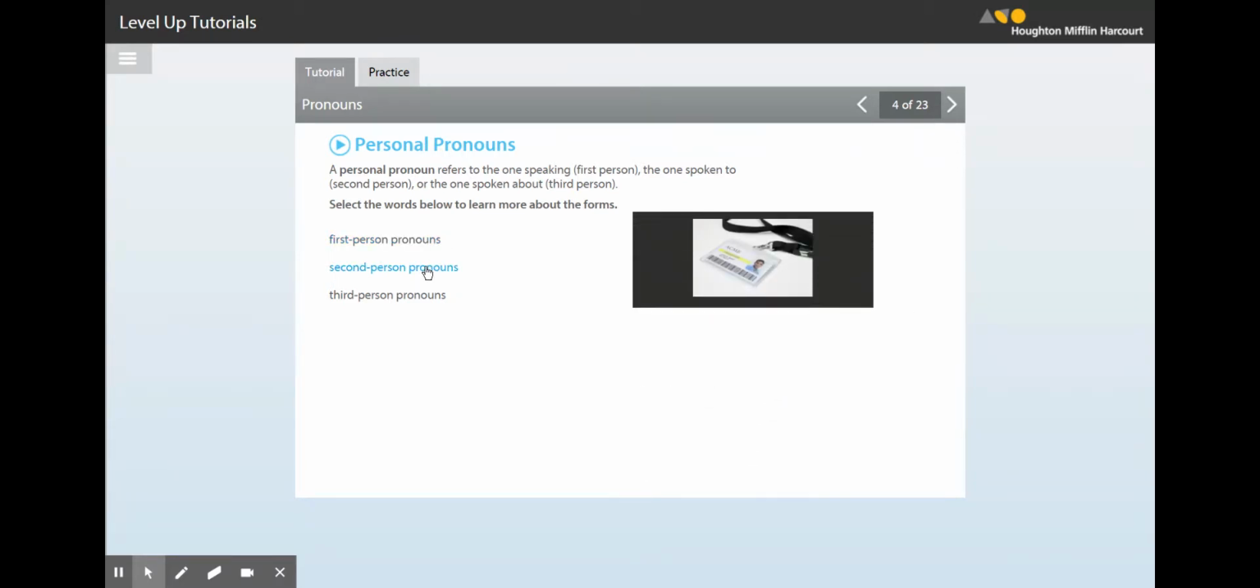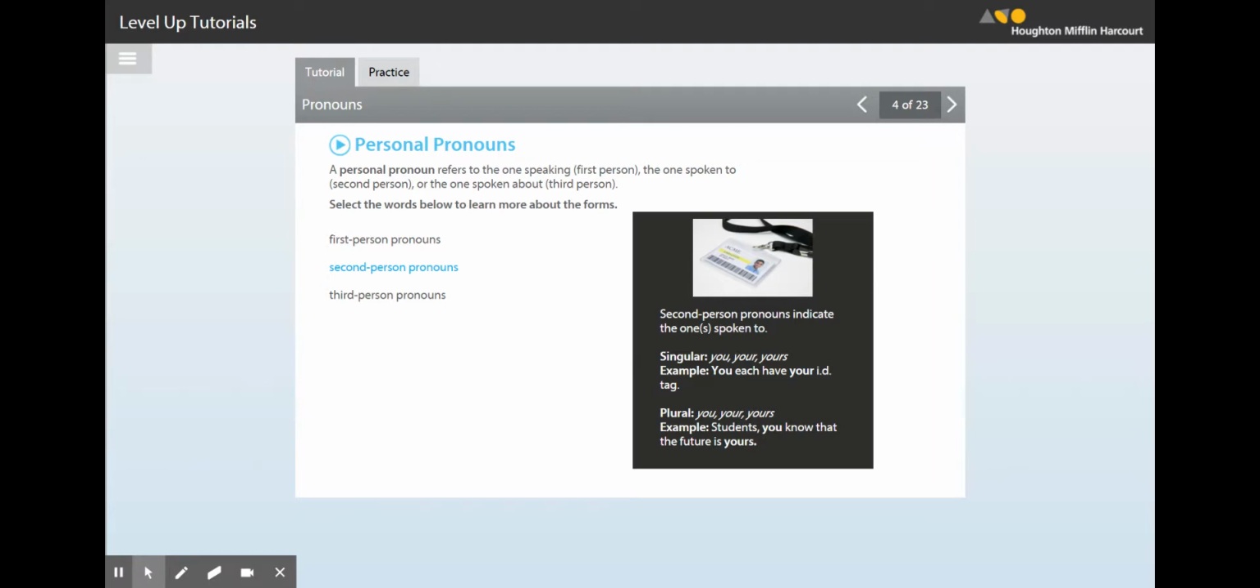Second person pronouns indicate the one spoken to. So examples of these in the singular form would be you, your, or yours. You each have your ID tag. And in the plural form, this should look familiar: you, your, or yours. They're the same pronouns. Students, you know that the future is yours.